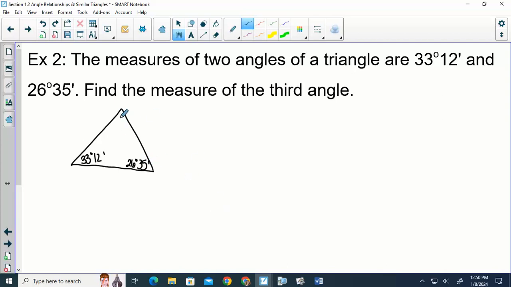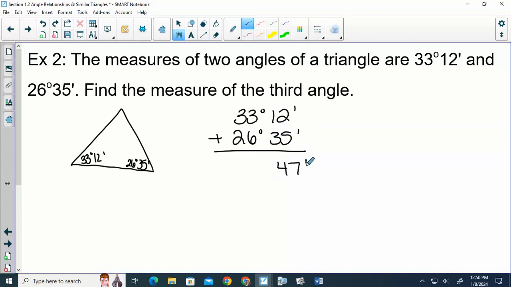Okay, how can we get the third? So turn it all into degrees first. Or we can add those first. Let's add them together. Good refresher from last week. So we add the minutes, that's 47 minutes. We add the degrees, so 59 degrees, 47 minutes. Remember, if we get more than 60 minutes, we have to convert it into a degree, but that didn't happen.